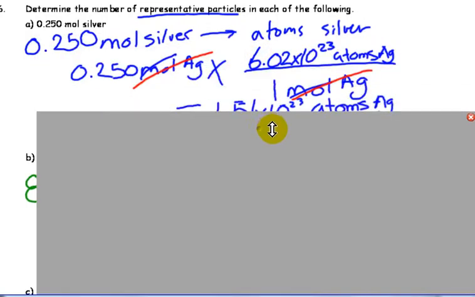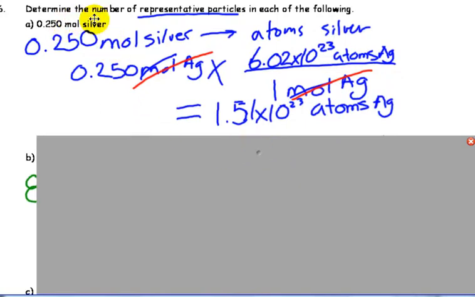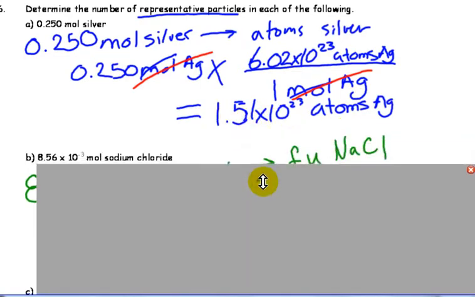Okay, if you had a chance to do those, here is the solution, going from moles of silver to the represented particle. Now, in this case, it's just silver by itself, and so that is an atom. So moles and moles cancel, we're left with atoms. 3 sig figs, 1.51 times 10 to the 23 atoms.